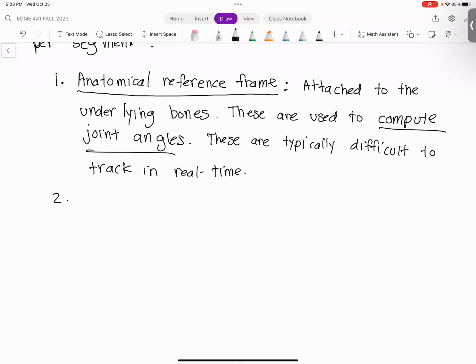All right, so to alleviate this, we define a second reference frame for each segment, which we call the tracking reference frame. Again, this is going to use three markers. So you're going to have three markers for the anatomical reference frame, three markers for the tracking reference frame. But the markers for the tracking reference frame are placed in locations that are going to be easy to track. They're going to be on the exterior of the body, not covered by the body, at least under most circumstances. And so these are usually easy to track in real time.